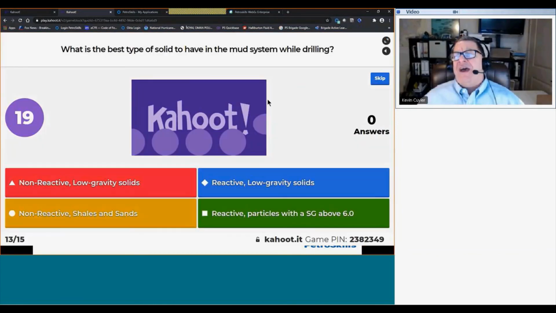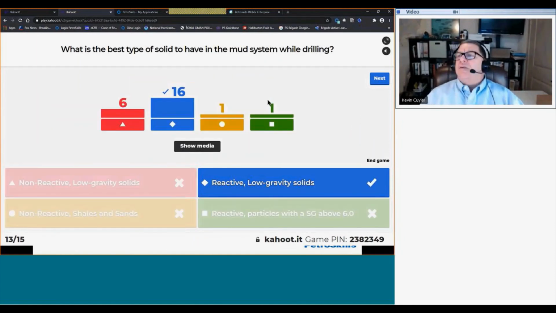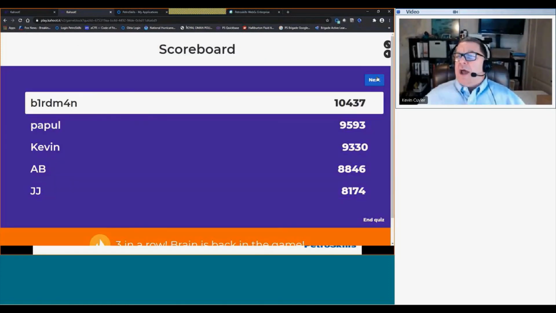What's the best type of solid to have in a mud system while drilling? What do we want to have? And you could say the entire operation, right? Filter cake and everything else. Right, you want reactive low gravity solids. Now, you say, well, Kevin, what about in a water-based or an oil-based mud? Remember that even in a water-based mud, you're still building filter cake. Oil-based mud does build filter cake. It's just organophilic clay that we are using, or clays that have been treated with an amine to be able to react with oil.